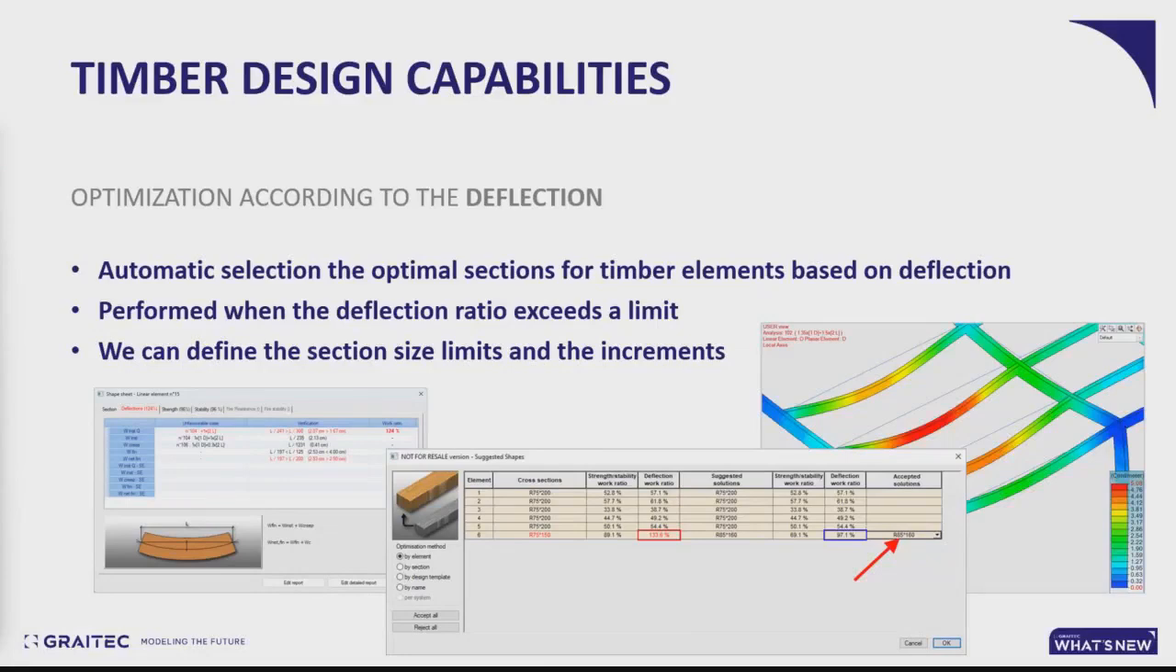Of course, we can define additional rules like the section size limits and the increments. Of course, now we can use both types of work ratios for the optimization. So from the strength and from the deflections.